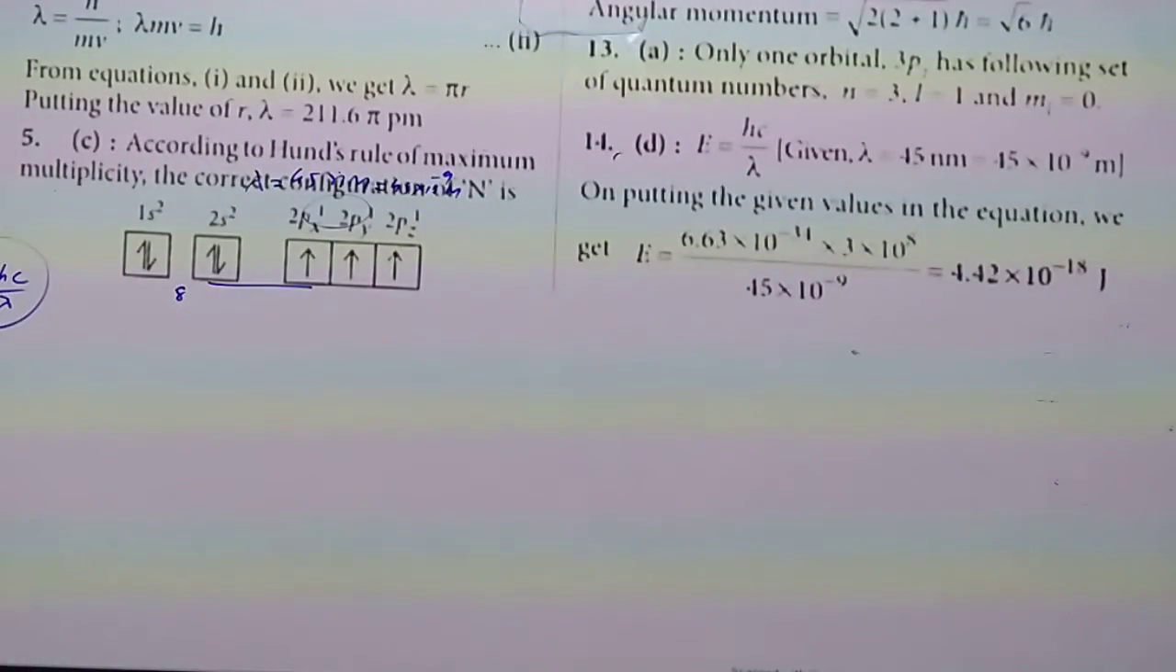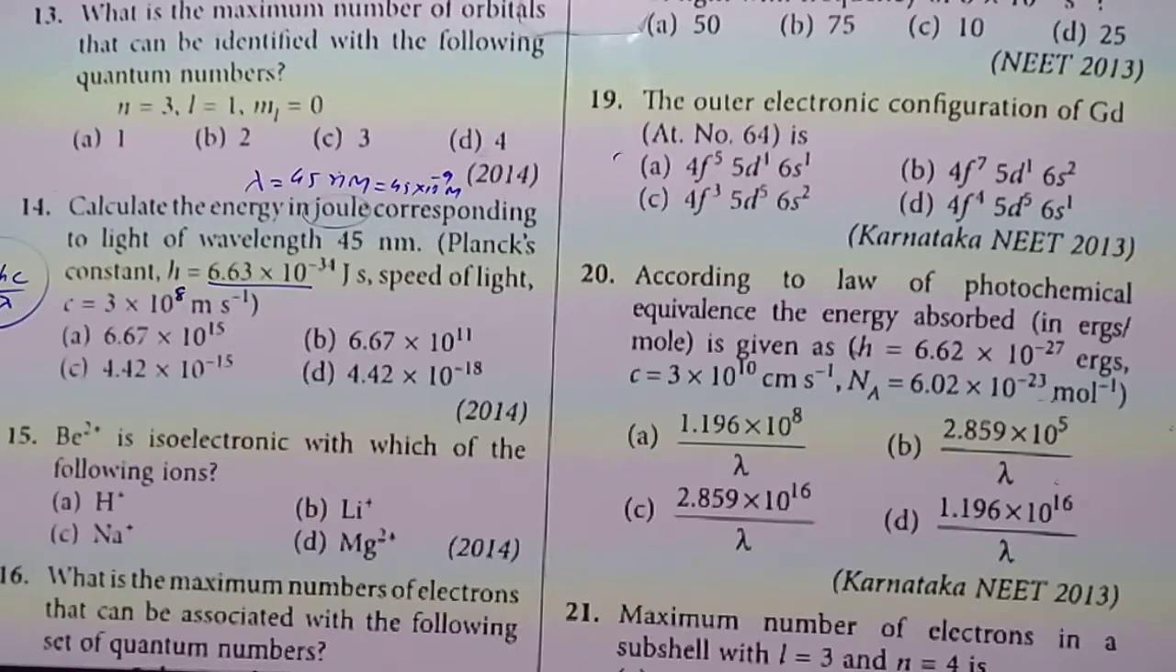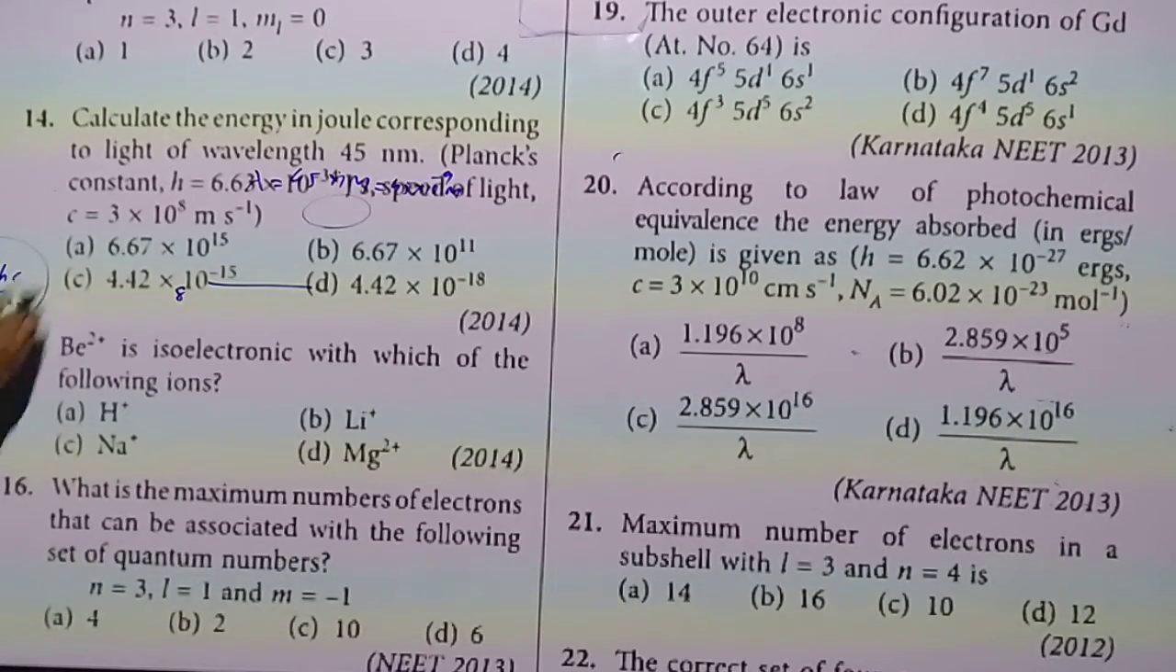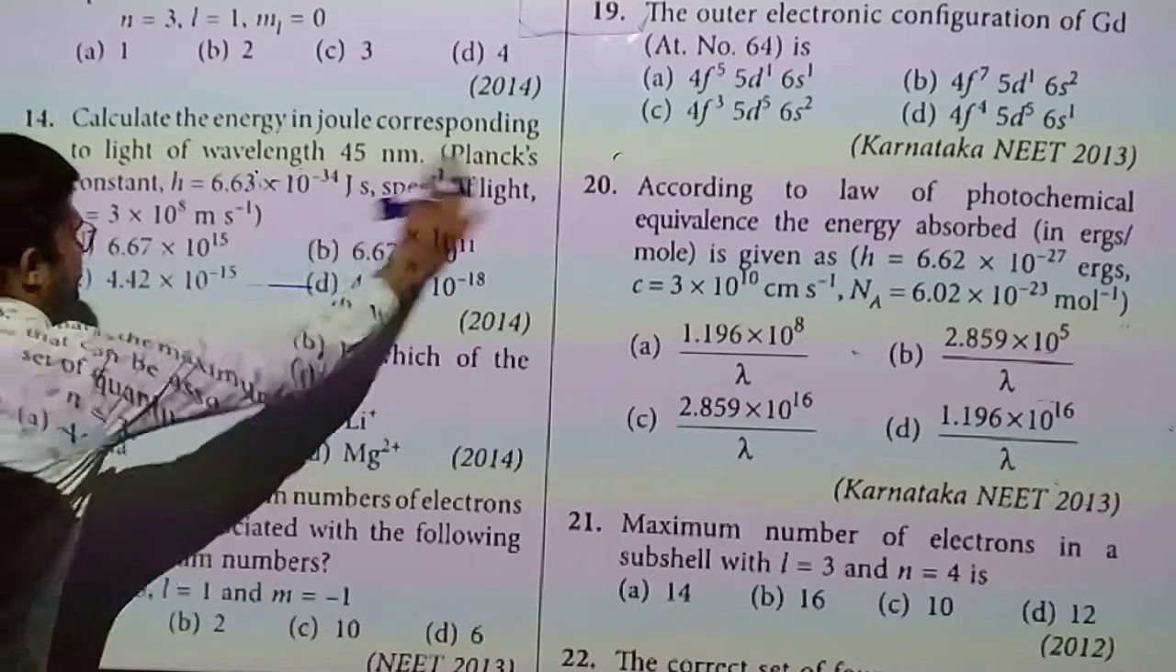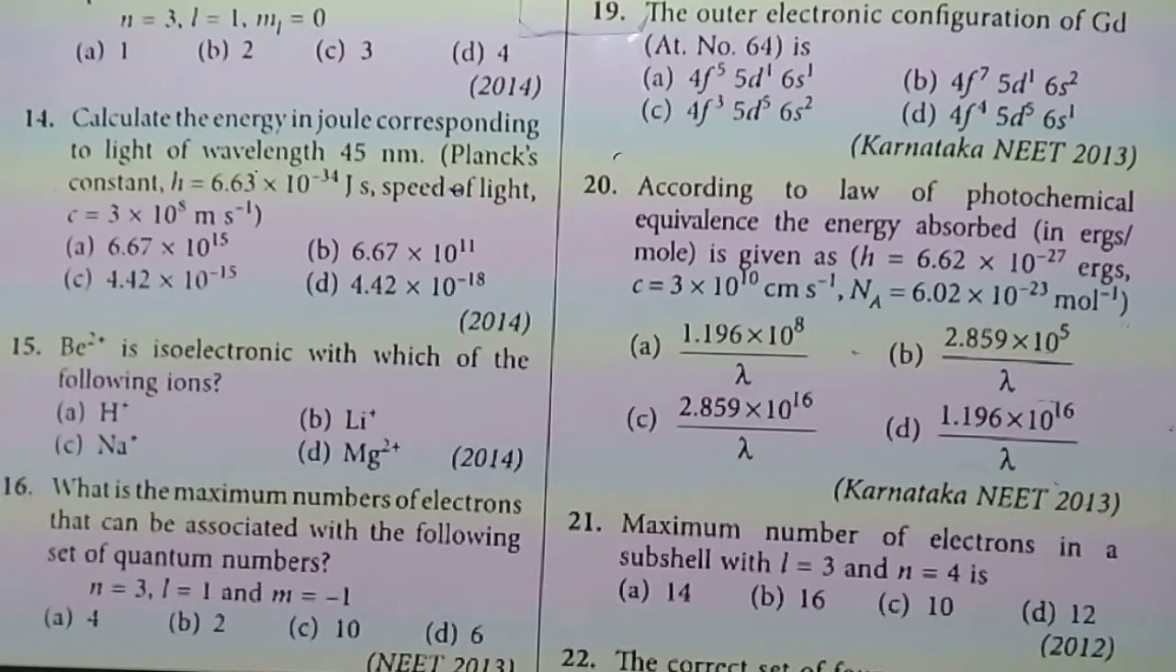4.42 into 10 raised to minus 18 joule for question number 14. Now question number 15, asked in 2014. Beryllium plus 2 ion is isoelectronic with which of the following ions?